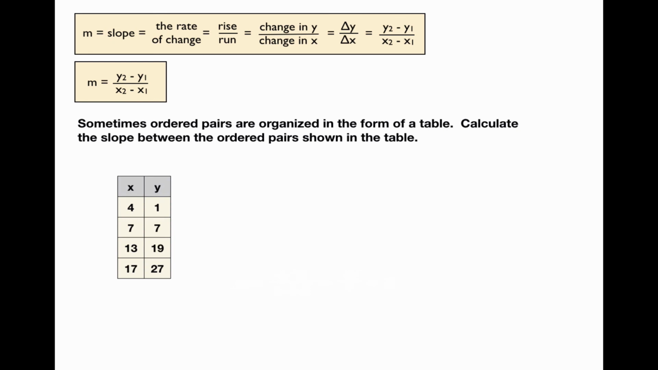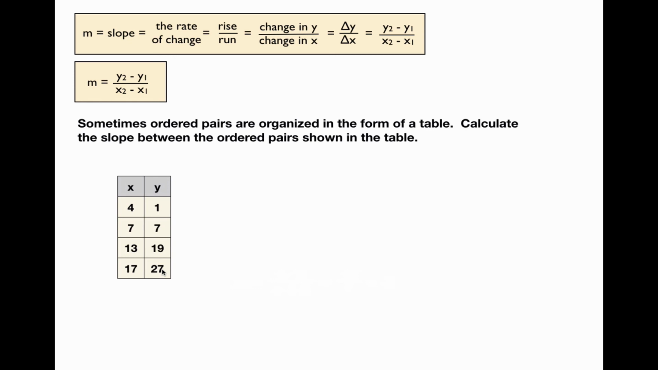Now, sometimes ordered pairs are organized in the form of a table. So what I'd like you to do is try calculating the slope between the ordered pairs that are shown in the table. There are 3 sets of ordered pairs. Pause the video and try to do that now.